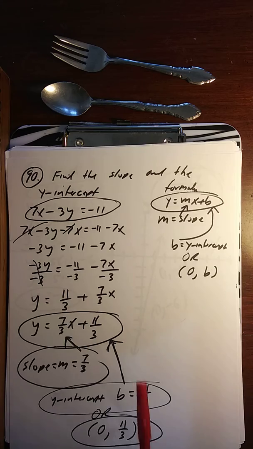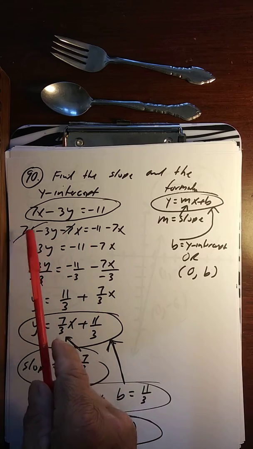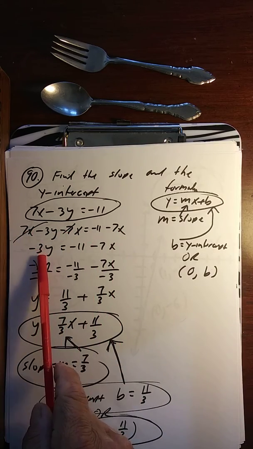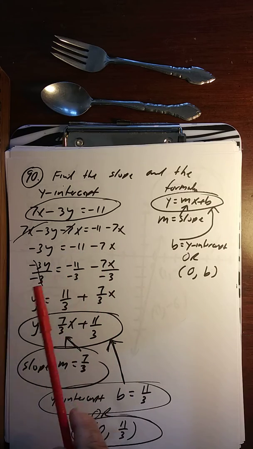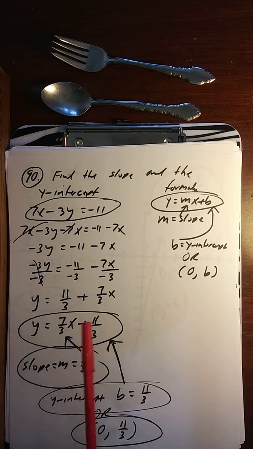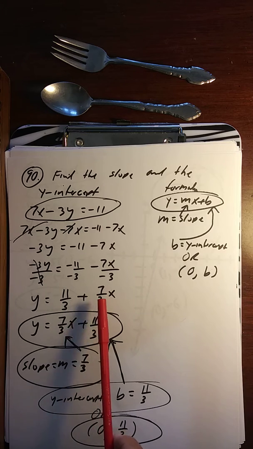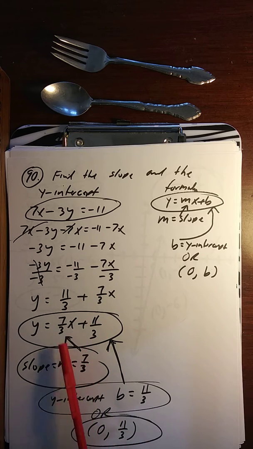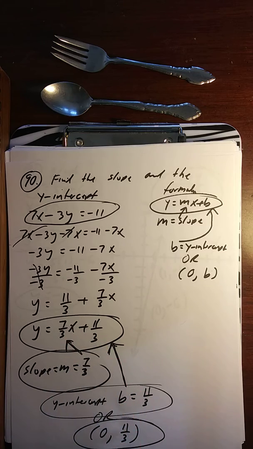Find the slope and y-intercept. Again, let's solve for y. So minus 7x, minus 7x. So that minus 3y equals negative 11 minus 7x. Divide by negative 3 all the way across. So y equals 7 over 3x plus 11 over 3. Rewrite it. Slope and then y-intercept. Right there.